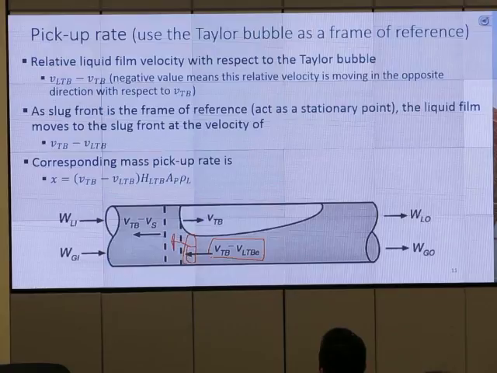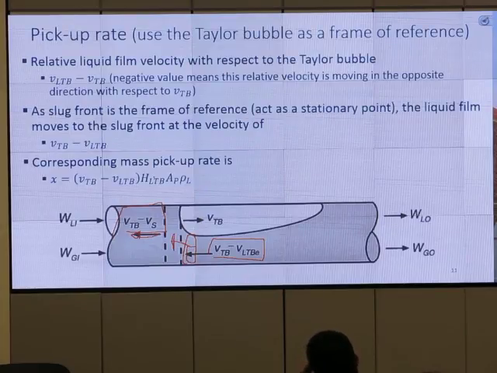The speed of liquid inside the slug body moving backward with respect to the moving frame of reference is VTB minus Vs. So when we talk about the relative velocity, it's just something minus VTB or VTB minus something. If we just want the magnitude, we use VTB minus something, and then it will be positive. But positive means move backward.